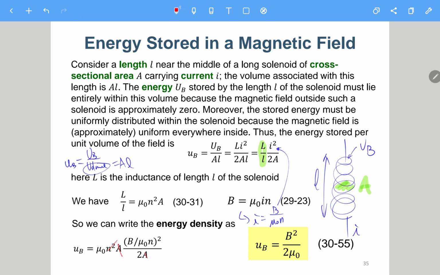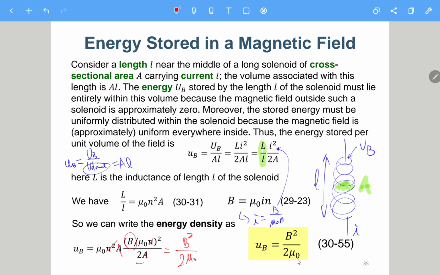And then this n squared and this n squared can be cancelled, since this is n squared in the denominator. And then mu0, and this is a mu0 squared, so it is partially cancelled. So we will have mu0 at the bottom, and then this is 2, so we have 2, and also we have B squared, like this. So the final expression is ub equals B squared over 2 mu naught.